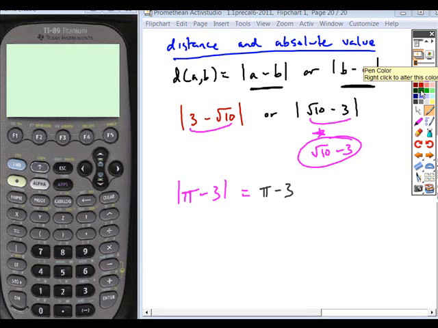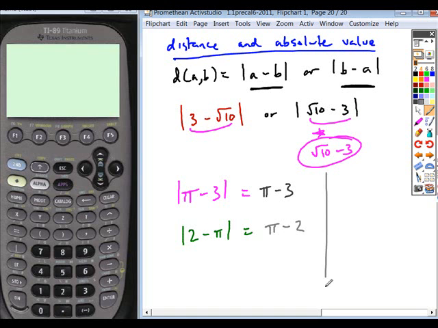Okay, what if I did 2 minus pi? Now, when you think of this, because we're dealing with the difference of two terms, 2 minus pi is going to be equivalent to pi minus 2. Is 2 minus pi going to be a positive number? No, so you just switch the terms. Pi minus 2, is that going to be a positive number? Yeah, so that is your evaluated form.